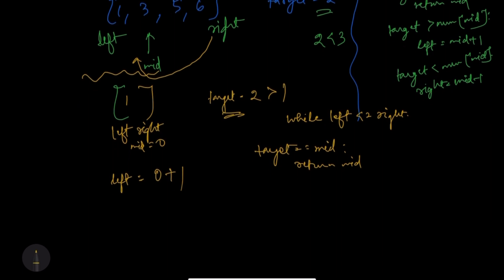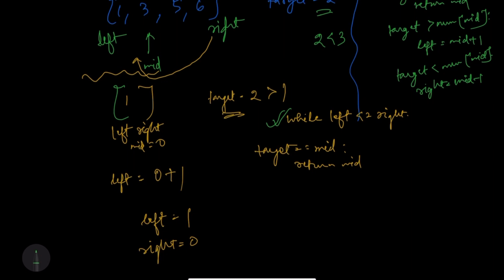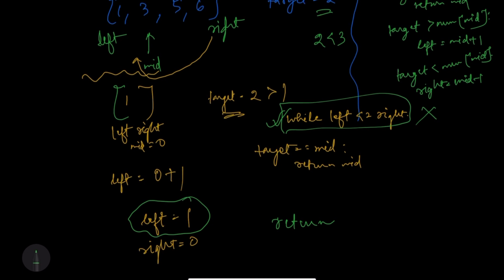Then what will happen is, now our left is 1, our right is 0. So will we enter this loop? We will not enter this loop. As we will not enter this loop, in the end we would just print. In the left, we have the position at which our target should be inserted. So we would just print our left position.